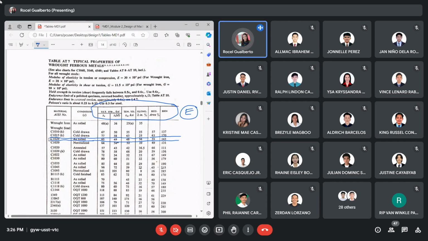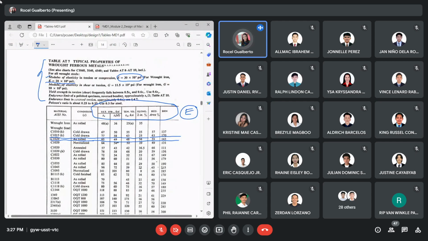Okay? So, if that is the case po, katulad po nito, na wala po doon sa hanay, ano po yung pwede nating gawin? Ang sunod mo po pwedeng tingnan would be the heading ng table. Okay? Ito po yung heading ng table. And you would observe po, dito po may binanggit na tungkol sa modulus of elasticity. Okay? Modulus of elasticity in tension or compression, you have this value, E equal to 30 times 10 to the 6 psi. But then for wrought iron, you will be using 28 times 10 to the 6 psi.